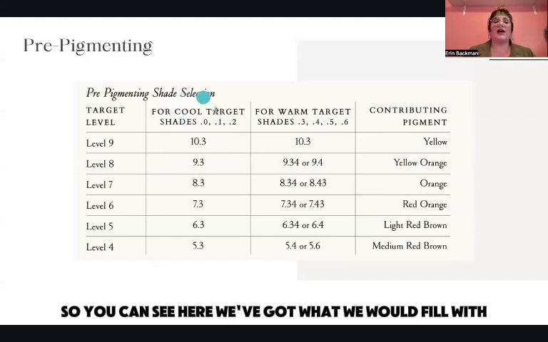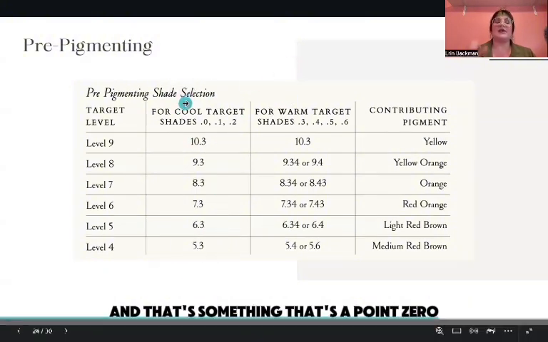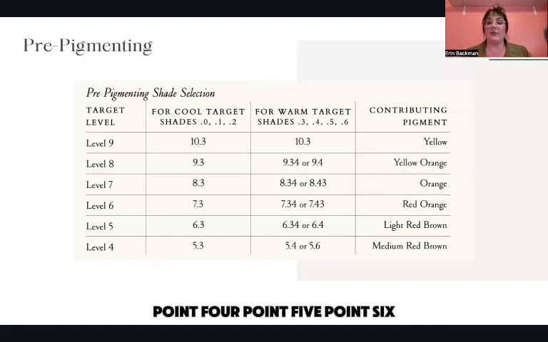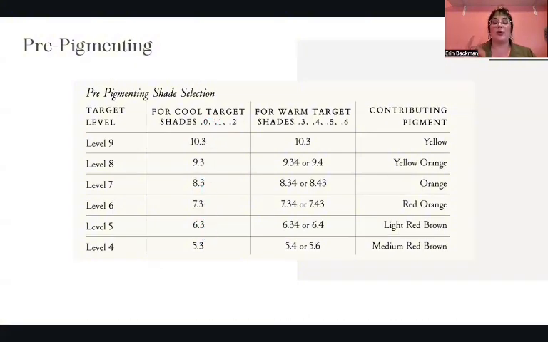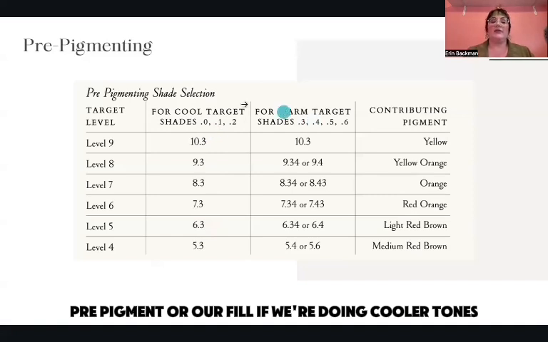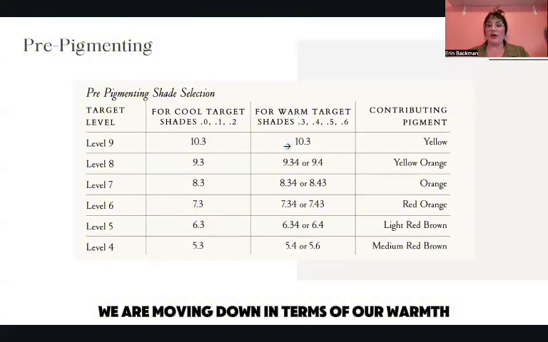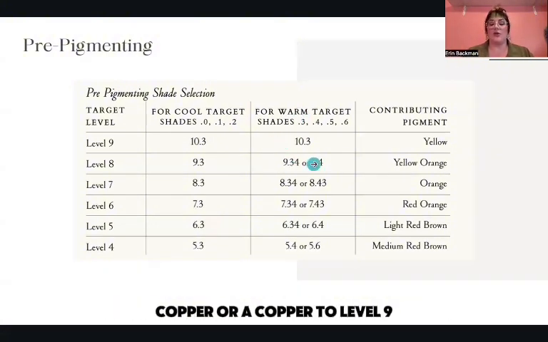So you can see here what we would fill with if we're aiming for a cool target shade, and that's something that's a 0.0, 0.1, 0.2, or our warm target shades are 0.3, 0.4, 0.5, 0.6. So we are only sticking with golds or 0.3s as our pre-pigment or our fill. If we're doing cooler tones, if we're doing warmer tones, we are moving down in terms of our warms. So we're starting with a gold and then a gold copper or a copper at a level 9.